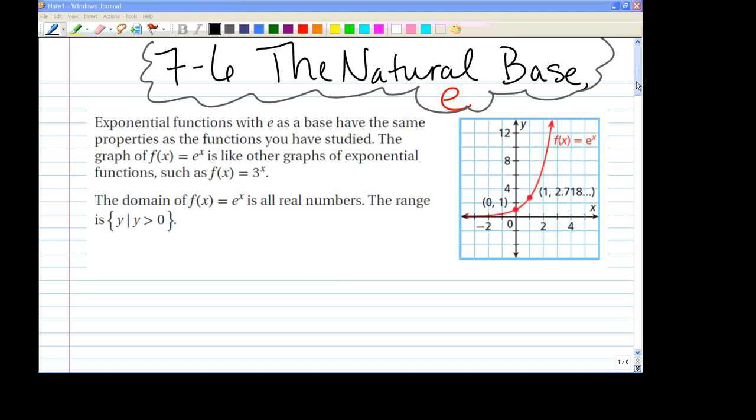Okay, so you've become a little bit acquainted with e, and now let's tie this in with our exponential functions. Exponential functions with e as a base have the same properties as functions you have already studied. The graph of f of x equals e to the x is like other graphs of exponential functions, just like f of x equals 3 to the x. The domain for e to the x is all real numbers, and the range is the set of y values where y is greater than 0. So on our graph, e to the 0 is still 1. e to the first power is 2.718281828, and so on. So there is our parent function graph. It's a good idea to know what that looks like.